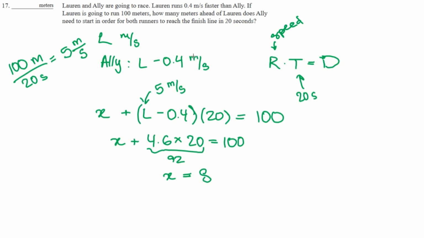Another thing to note here is because Lauren is 0.4 meter per second faster than Allie, you could have started from here, 0.4 meter per second, and multiplied it by 20 seconds to see the additional distance Lauren is covering in those 20 seconds that Allie does not get to cover. So it's 20 seconds times 0.4 meter per second, that's 8 meters.